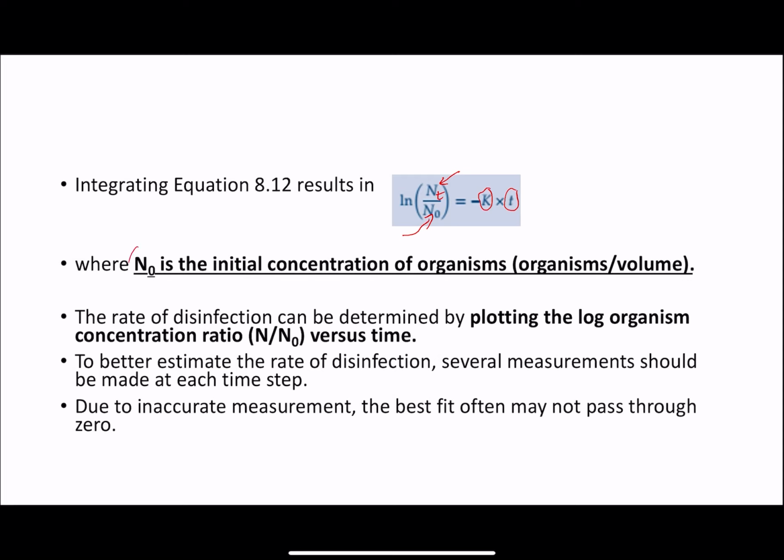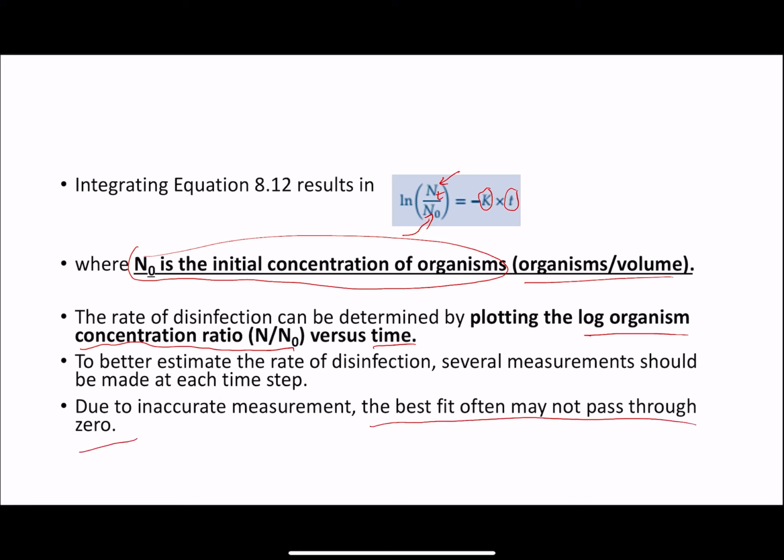N naught is the initial concentration of organisms per volume, and N is the concentration of the organisms at any time t. And how could you plot it? You could plot the log organisms concentration N over N naught, log or ln, versus time. Of course, if you want to do a better estimate of the k. So, due to the inaccurate measurements, the best fit often may not pass through 0, 0. Okay?